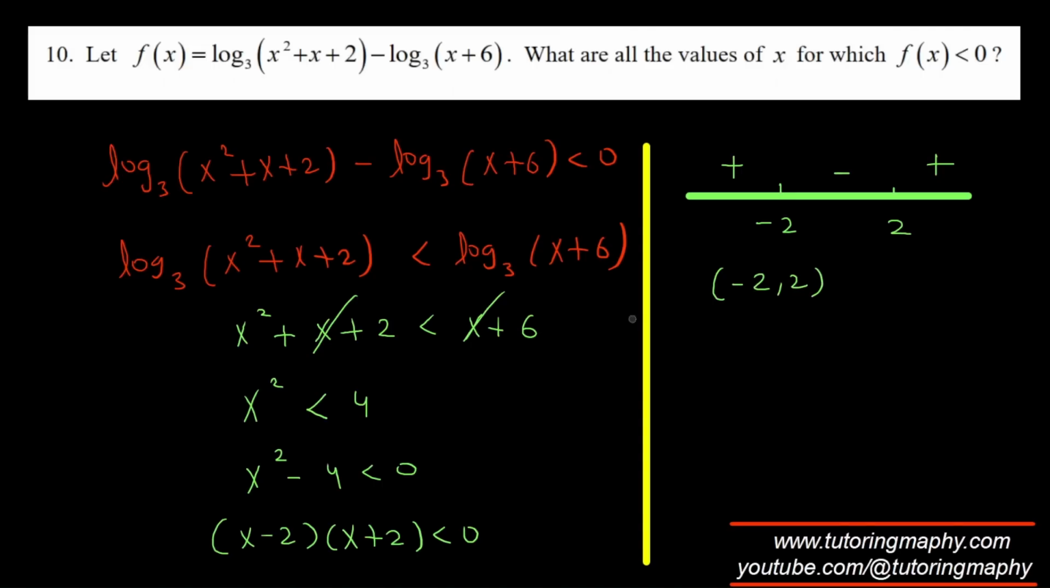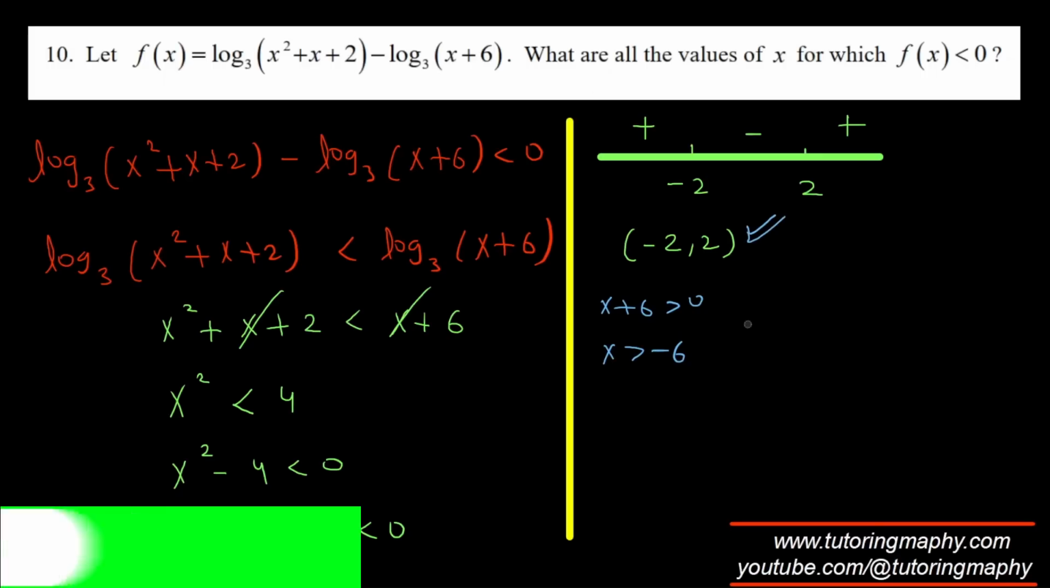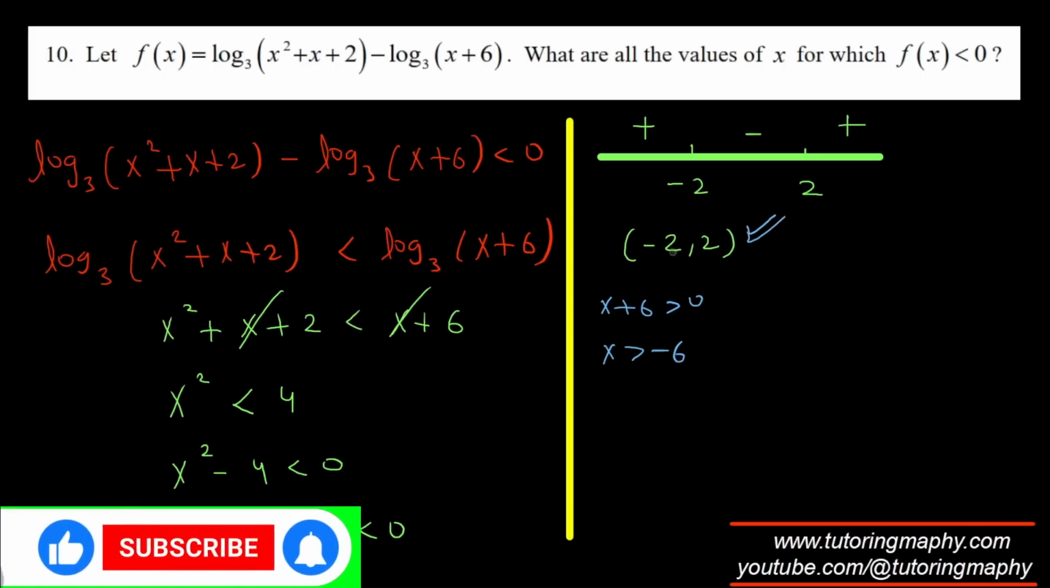But in these questions, there is a catch: we have to make sure that whatever we answer must be in the domain of both the logs. So for the first log, if I want to find the domain, I want x plus 6 to be greater than 0, which means that x should be greater than -6. And yes, these numbers are indeed greater than -6. So this log is happy.